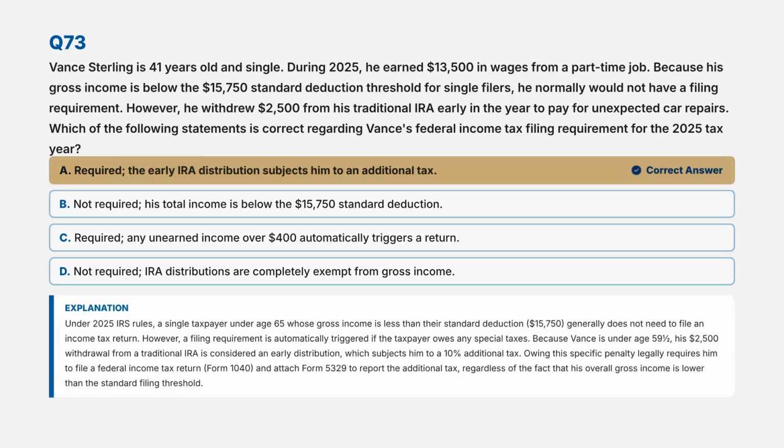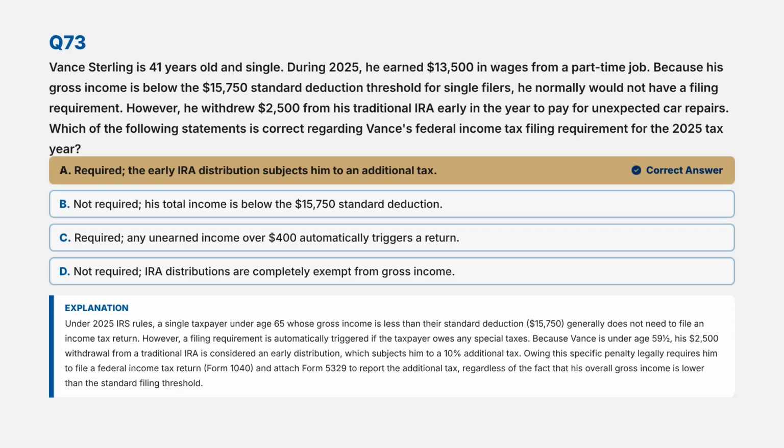The correct answer is A. Required. The early IRA distribution subjects him to an additional tax. Under 2025 IRS rules, a single taxpayer under age 59½ whose gross income is less than their standard deduction, $15,750, generally does not need to file an income tax return. However, a filing requirement is automatically triggered if the taxpayer owes any special taxes.